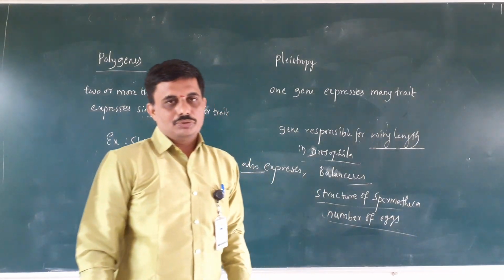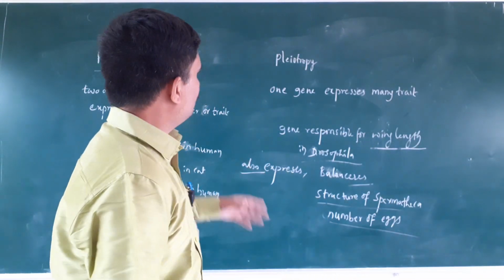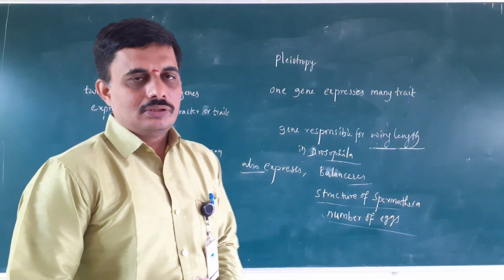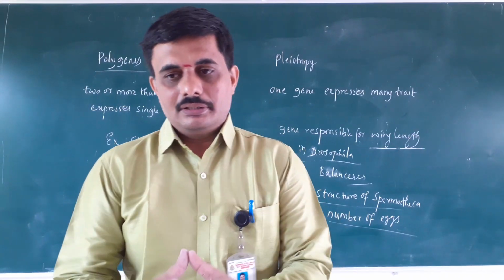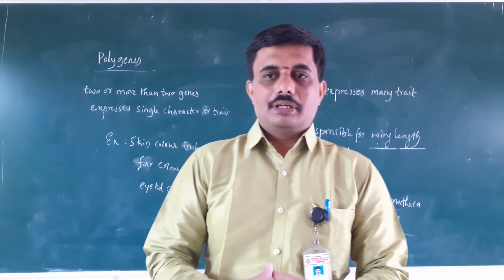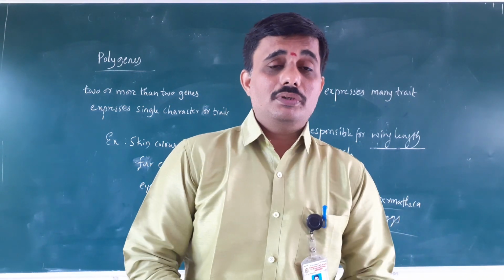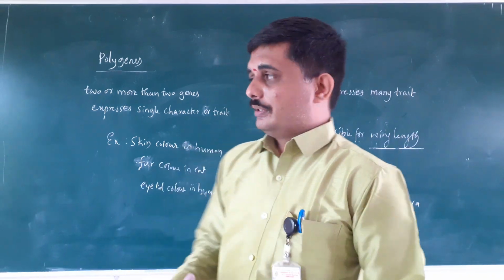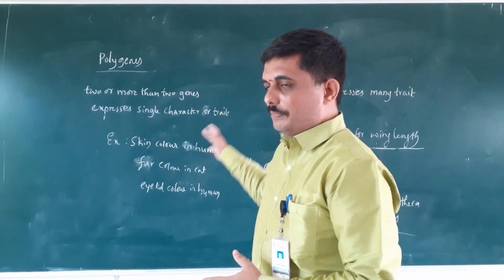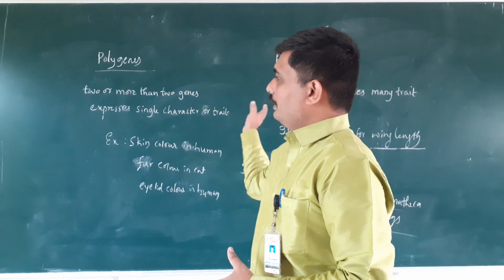So today we learned about codominance, the ABO blood grouping, what different kinds of genotypes are possible with the ABO blood grouping and the blood groups, multiple allelism, pleiotropy and polygenes.